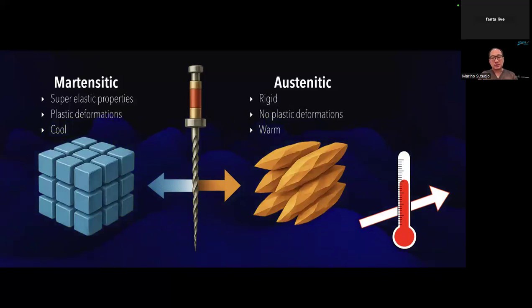But if you heat this NiTi, it will change from the martensitic phase into the austenitic phase, in which it will have rigidity and no plastic deformation. At that time, it is on the warm side of the NiTi. So the interesting part of this NiTi is that we can play with the temperature by cooling down or heating up these instruments, and they will have different phases.